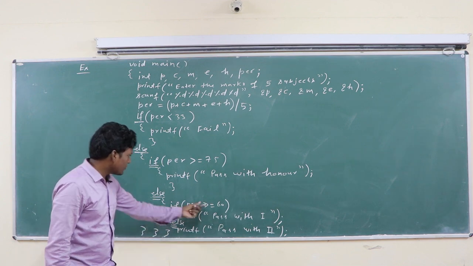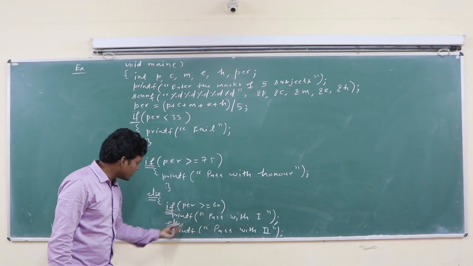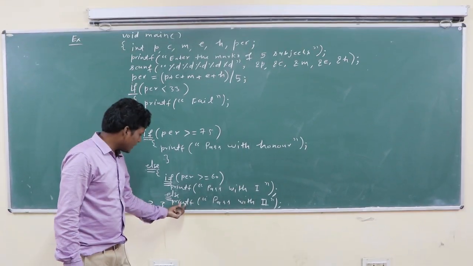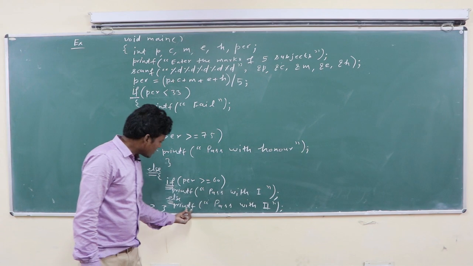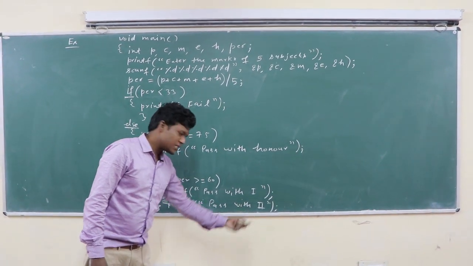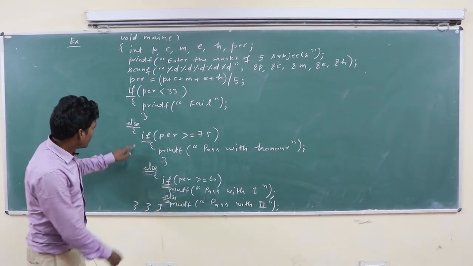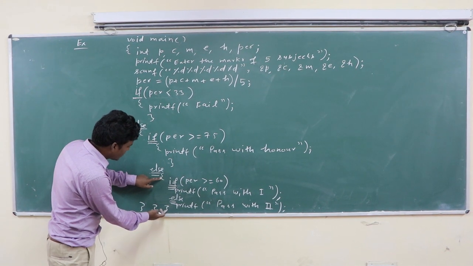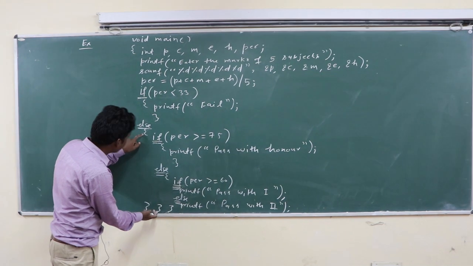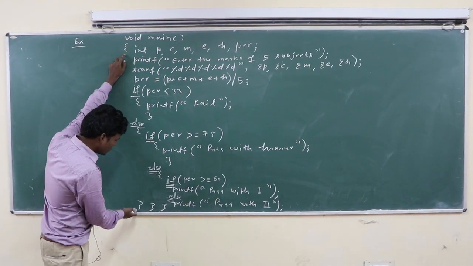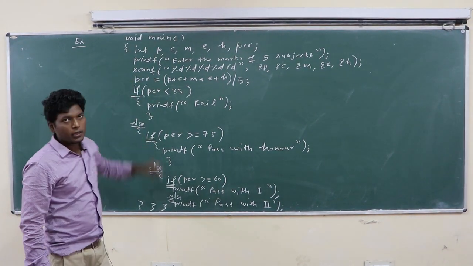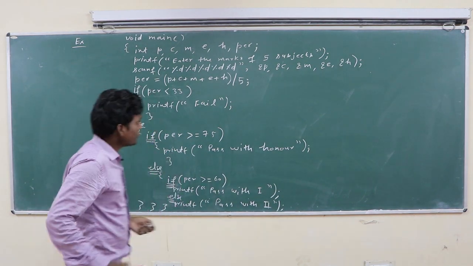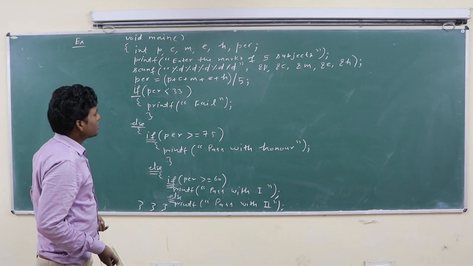If this condition fails, in that scenario its else will start. So in its else, printf pass with second division. This else is closed here, and main is closed here, since all ifs are already closed. So this is a program.